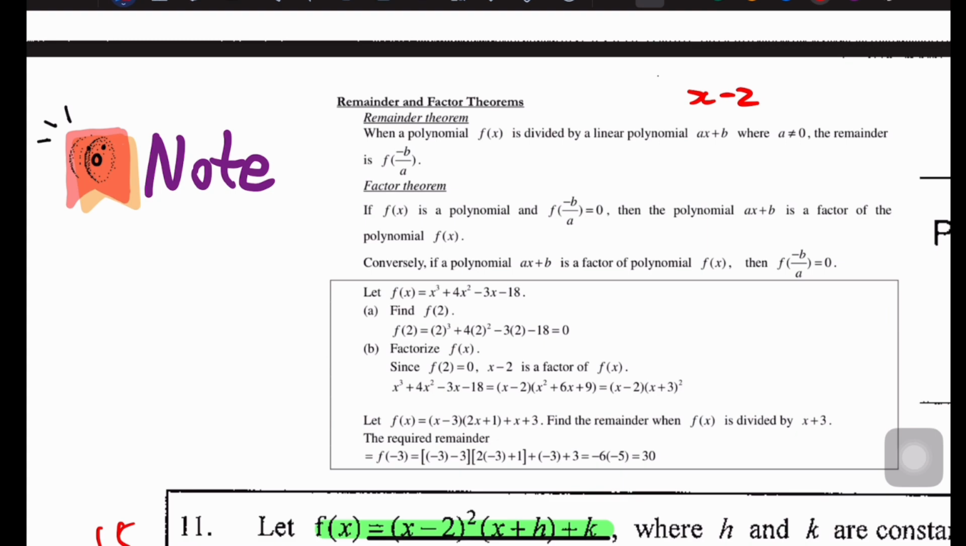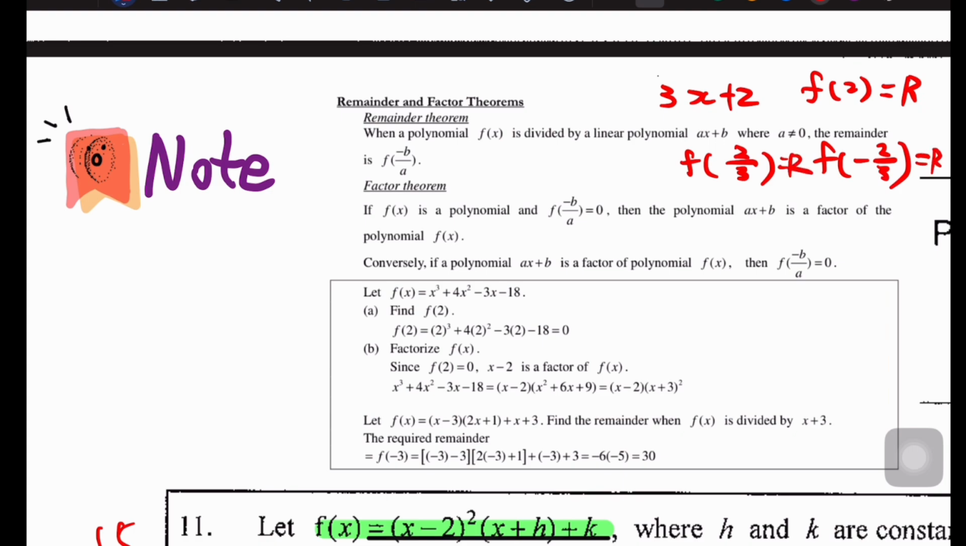It means that if it's like this one, f(x) divided by x minus 2, you put x equals 2, and it will equal the remainder. Or if it's 3x minus 2, then what you need to put in is 2 divided by 3. If it's 3x plus 2, then what you need to put in is negative 2 divided by 3. This is called the remainder theorem. What you can find is the remainder.